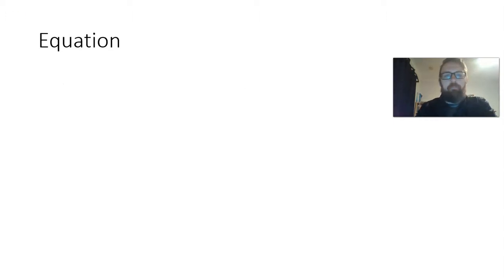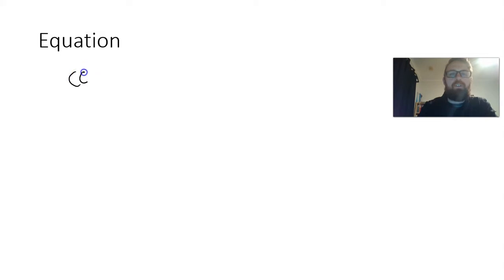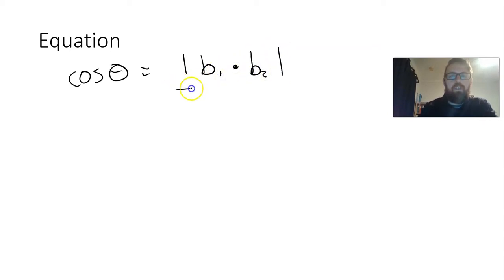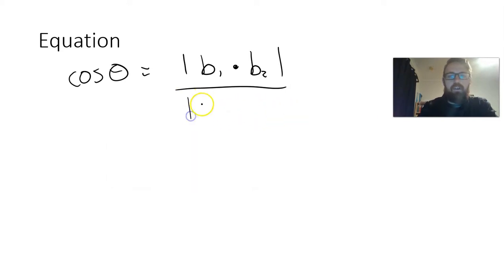The way we work that out is quite similar to the 2D one. Cosine theta equals the length of vector b1 dot vector b2 over the length of b1 times the length of b2. All right, so that's the equation, and we'll have a practice with that a little bit later.